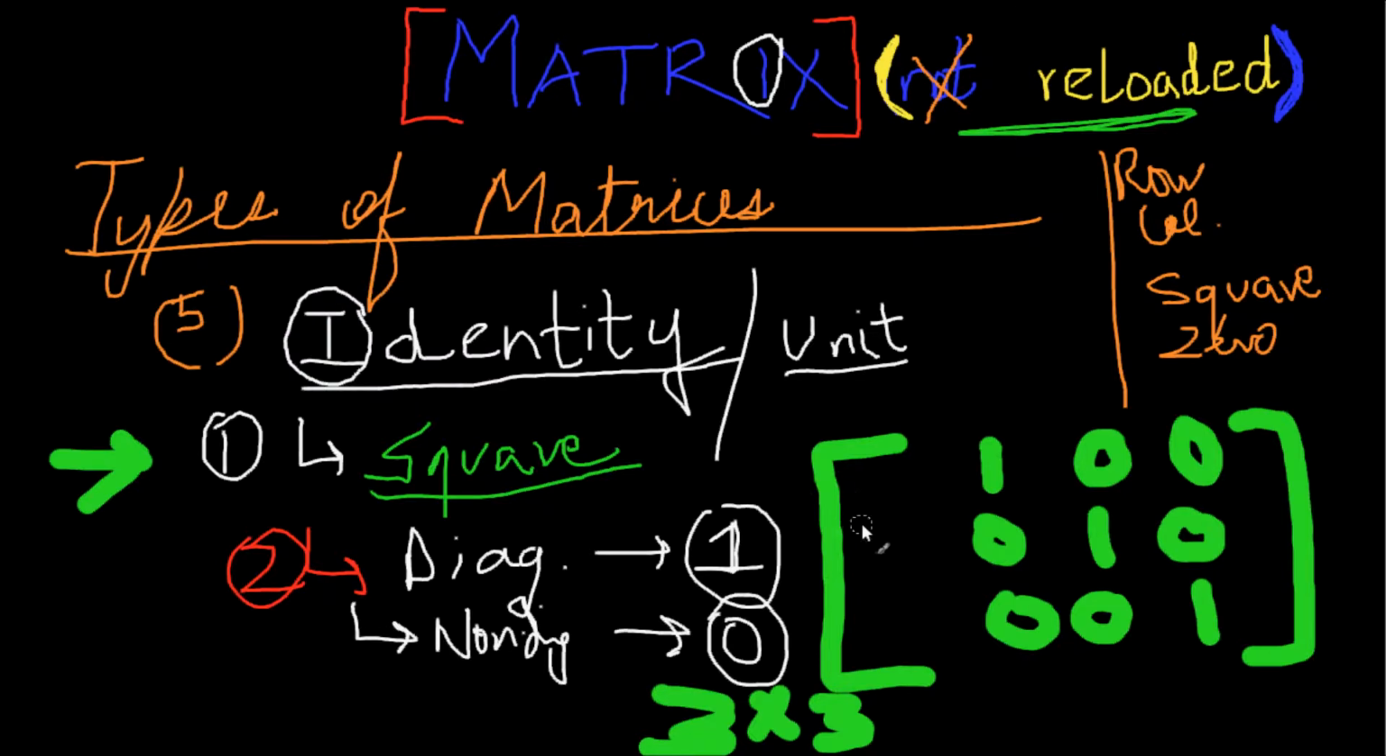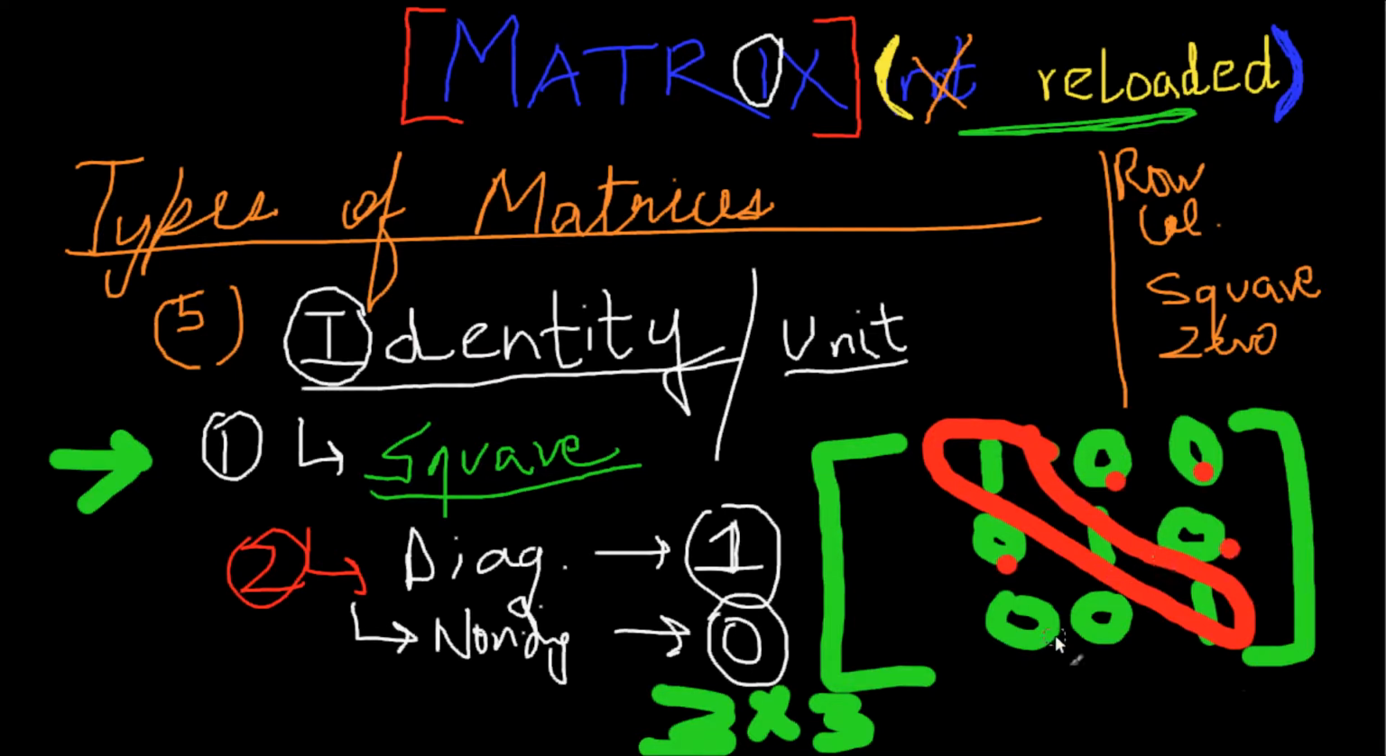It is a square matrix. Its diagonal elements are 1. All other non-diagonal elements are zeros. Here is what an identity matrix is, guys. So we've done the last type of matrix. That's the identity matrix, and we're through with this portion.